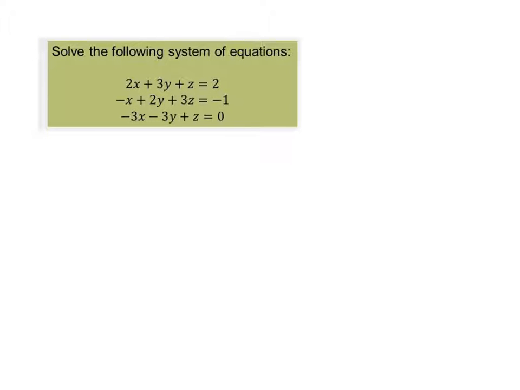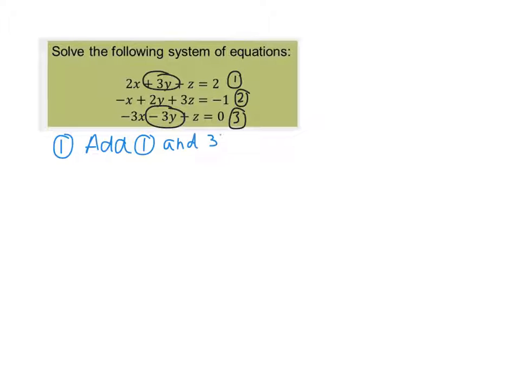To begin to solve these equations algebraically, I'm going to begin by giving them a number, equation 1, 2, and 3. So I'm looking for a way to add them together or multiply them by something so that they will cancel each other out. And if I look at my 3y's here, if I were to add those equations together, that would automatically eliminate the y. So that's the first step I'm going to take. So I'm going to add equation number 1 and equation number 3.